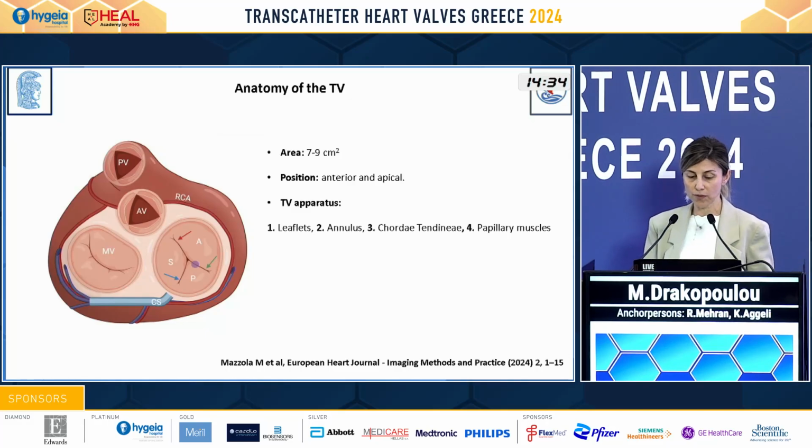As we may see in this figure, the tricuspid valve is quite challenging, and the tricuspid valve apparatus consists of these 4 components: the leaflets, the annulus, the chorda tendineae, and the papillary muscles. We know that the leaflets of the tricuspid valve are thin and mobile and are not as prone to calcification as the leaflets of the mitral valve. And usually the tricuspid valve has 3 leaflets: the anterior, the septal, and the posterior.